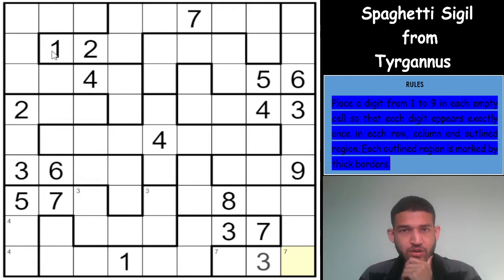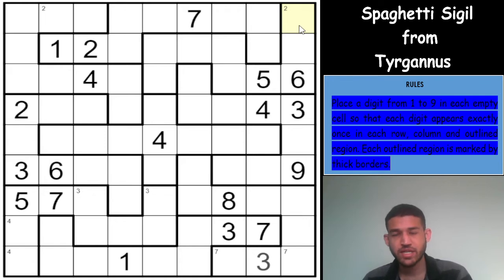Okay, so if I look at 2, it cannot be in any of these cells, and it cannot be here, it cannot be here, so 2 goes either here or here. So this is kind of split apart the pencil marks, but in row 1 we'll have to remember that 2 must be in one of those 2 cells.